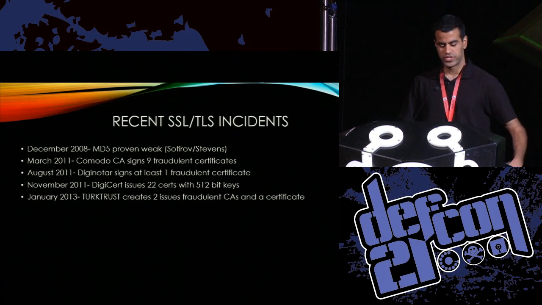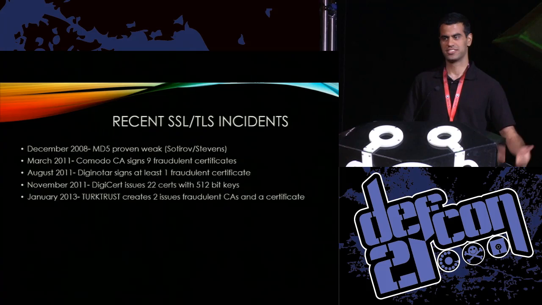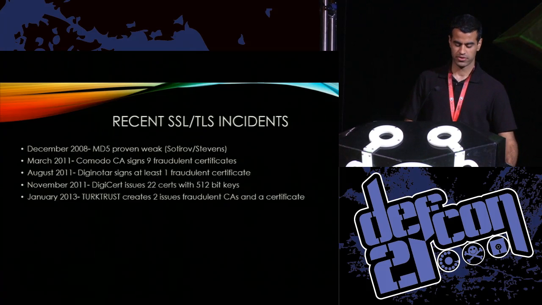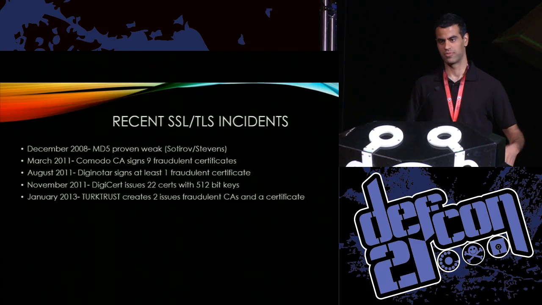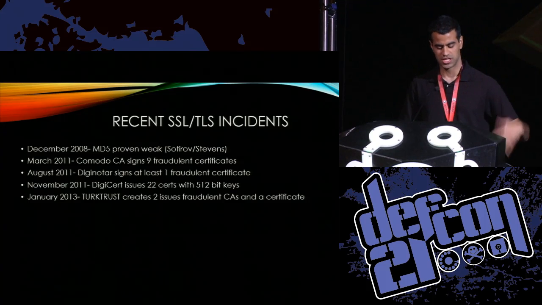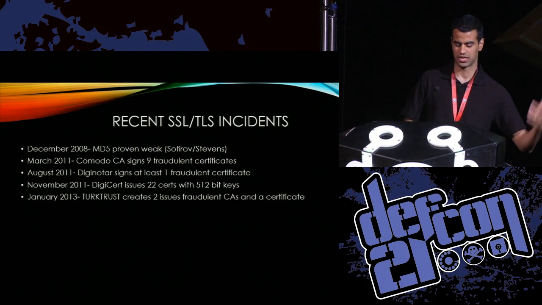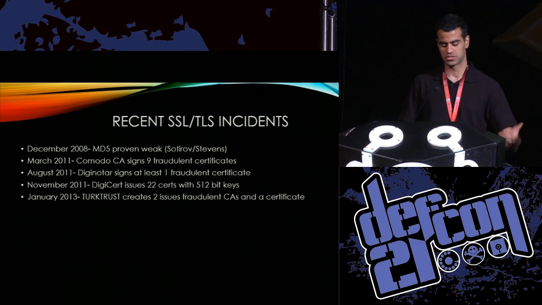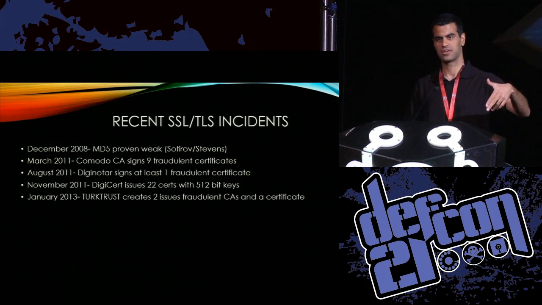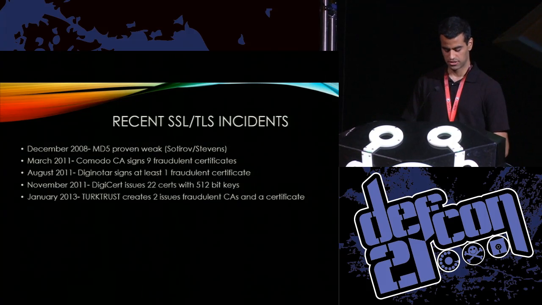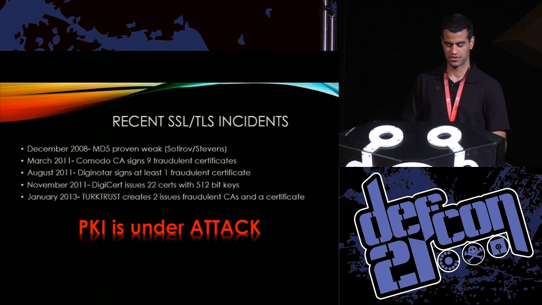There have been some recent TLS and SSL incidents that you all might have seen in the news. Starting as far back as 2008, when Sotirov and Stevens proved that MD5 was harmful in their "MD5 considered harmful" paper. Then in 2011, we saw 3 different attacks on CAs, basically fraudulent certificates being issued. And then in January of this year, we saw TurkTrust get compromised. So in a nutshell, PKI is under attack.